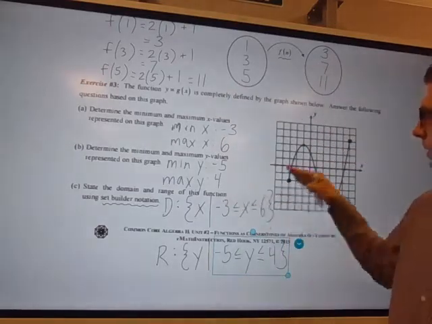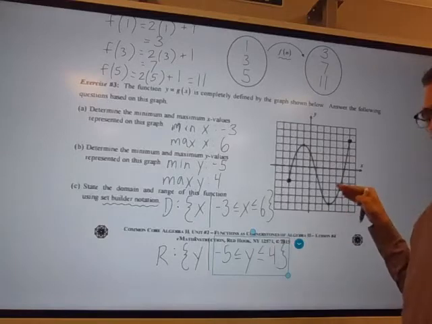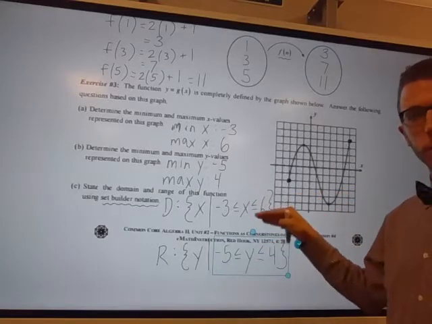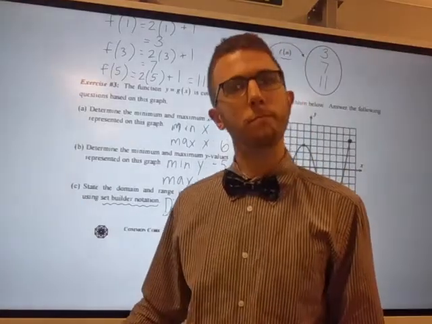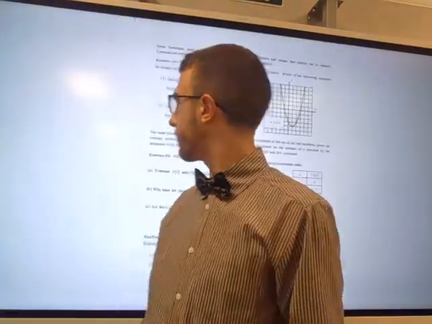So the domain of this function, the range of this function, set builder notation. All right, moving on.